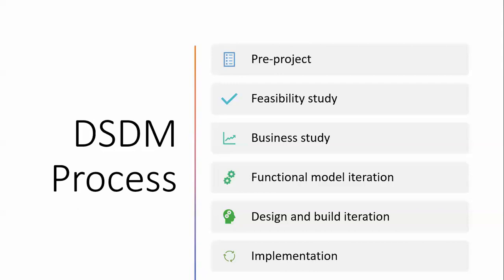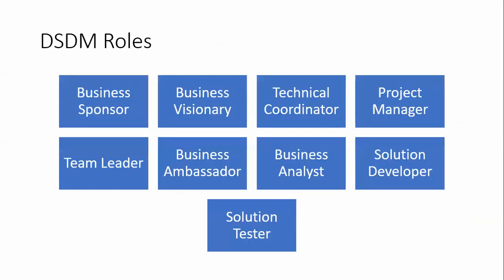Talk about pre-project, then we have a feasibility study, then a business study, a functional model iteration, design and build iteration, and then implementation. Talking about the roles, they're not really spelled out in the Agile Practice Guide, but we have the business sponsor, business visionary, technical coordinator, project manager, team leader, business ambassador, business analyst, solution developer, and solution tester. And sometimes people might refer to the project manager as a program manager, as you saw in my previous definitions. So let's take a look at what these roles do.